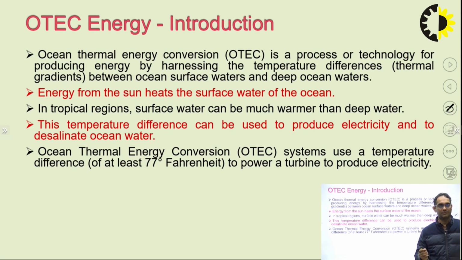Energy from the sun heats the surface water of the ocean, and in tropical regions the surface water can be much warmer than the deep water. This temperature difference can be used to produce electricity and desalinate ocean water. Ocean thermal energy conversion systems use a temperature difference of at least 77 degrees Fahrenheit to run the turbine to produce electricity.